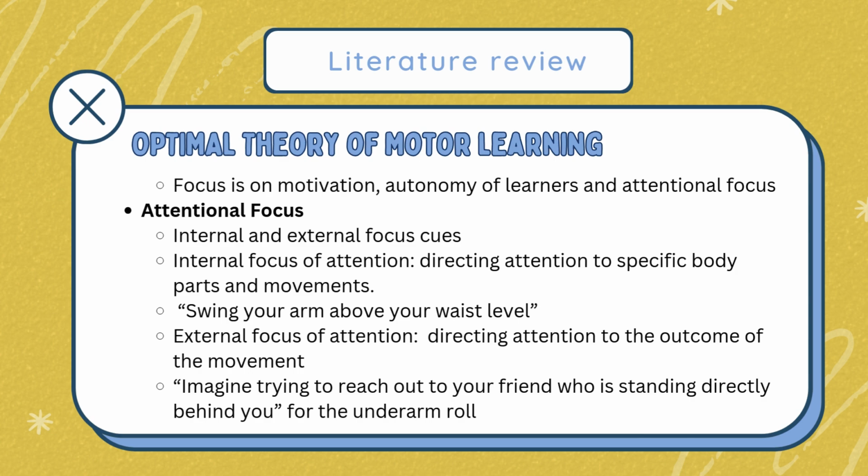The teacher would provide learning cues that are linked to that. For example, it would be swing your arm above your waist level, in terms of an underhand roll. As for external focus, it would be directing attention to the outcome of the movement through the use of analogies, metaphors, visual targets, and cues. An example would be, imagine trying to reach out to your friend who is standing directly behind you for the underarm roll. In relation to this study, we have provided our participants with external focus cues that were suggested to us by a netball coach. One of the cues focused on the equipment used in netball shooting, and another used an analogy.